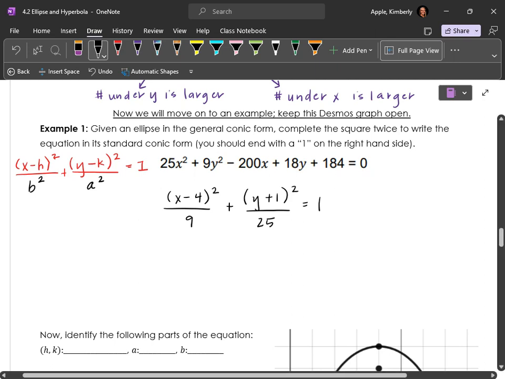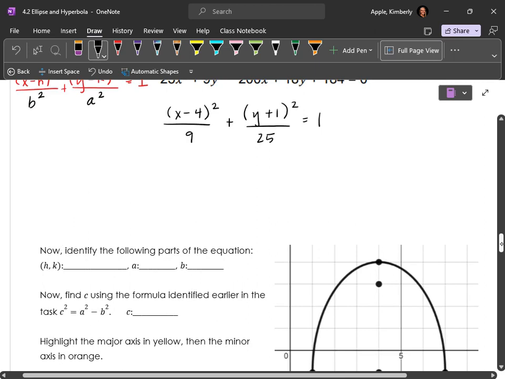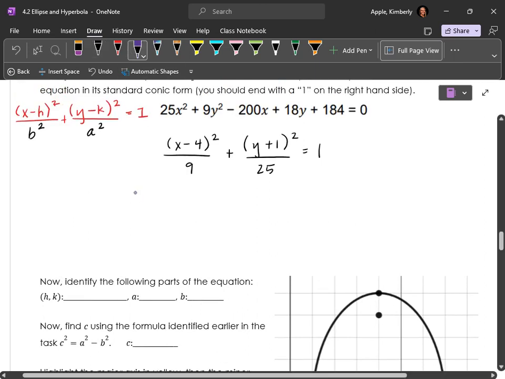So that being said, notice also in the formula that these two denominators are written as perfect squares. These are not. So to write 9 as a perfect square, we would square what number? 3. So b is 3. And therefore a is 5. So now we've determined all of these pieces. And what is HK? 4, negative 1. Good. Right?